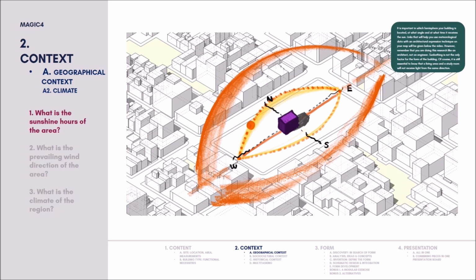Sunbathing is not the only factor for the form of the building. Of course, it is still essential to know that a living area and a study room will not receive light from the same direction.